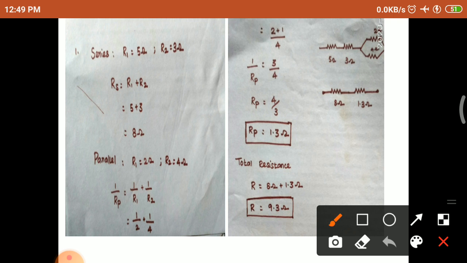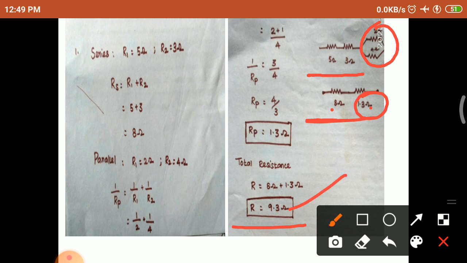Dear students, please understand here. When the 5 ohm and 3 ohm are connected in series, the equivalent resistance is 8 ohm. For this parallel combination, the equivalent resistance is 1.3 ohm. Here 8 ohm and 1.3 ohm are connected in series. So using the series formula, Rs equal to R1 plus R2, that means 8 ohm plus 1.3 ohm is equal to 9.3 ohm.